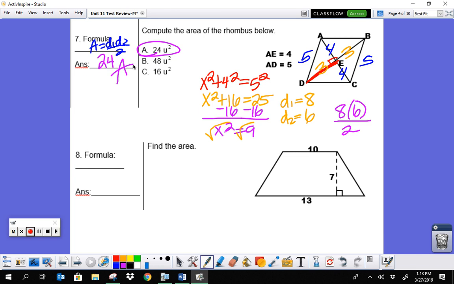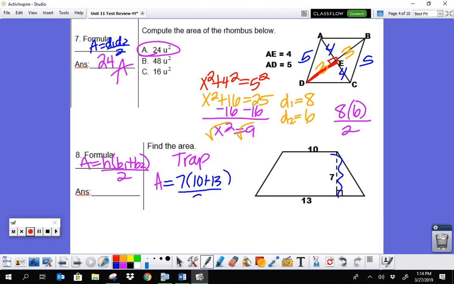All right, number 8, find the area. You first need to identify what shape this is, and this is a trapezoid. So the area of a trapezoid formula is height times base 1 plus base 2 all over 2. Okay, so I'm going to have area equals the height. Here is my height, 7. I'm going to add my bases together, so 10 plus 13 and divided by 2.